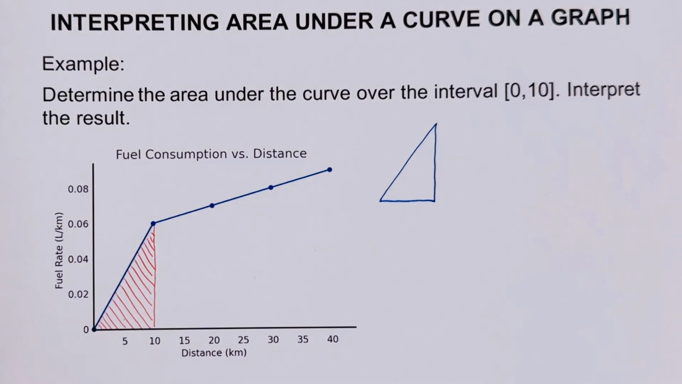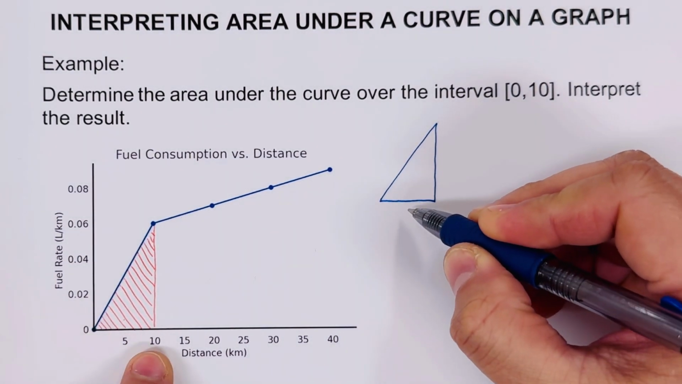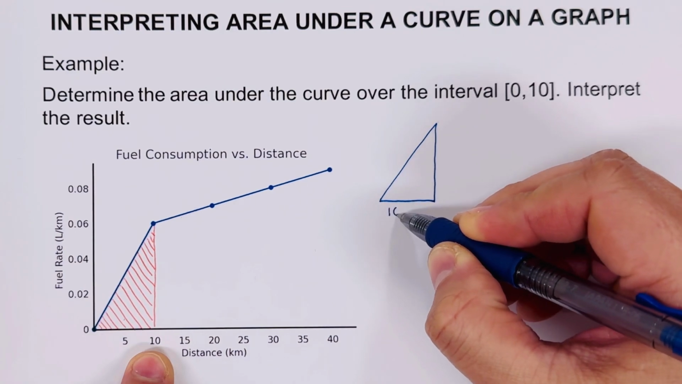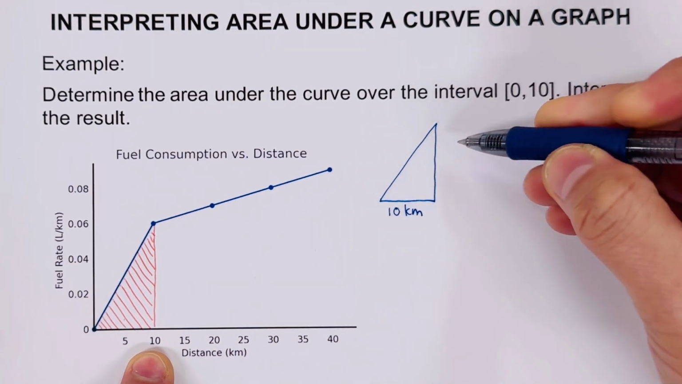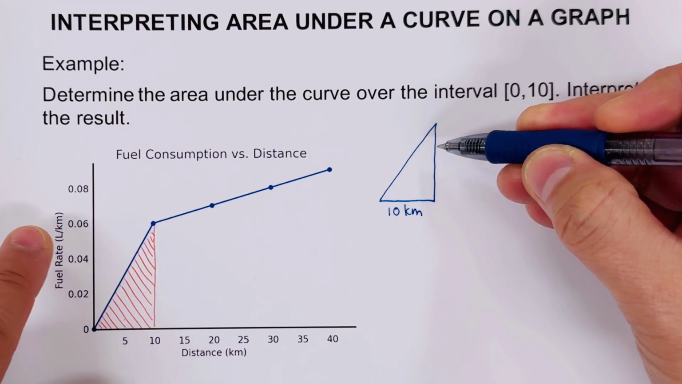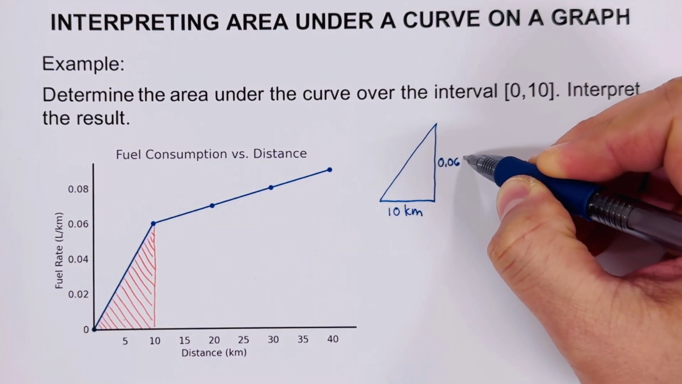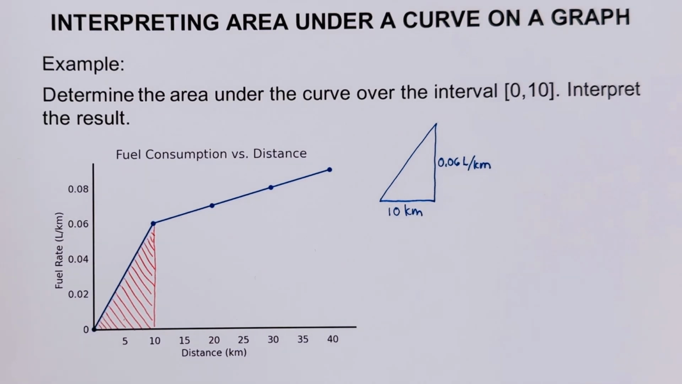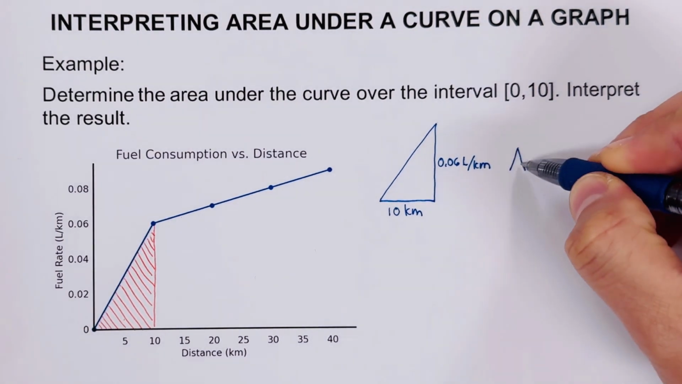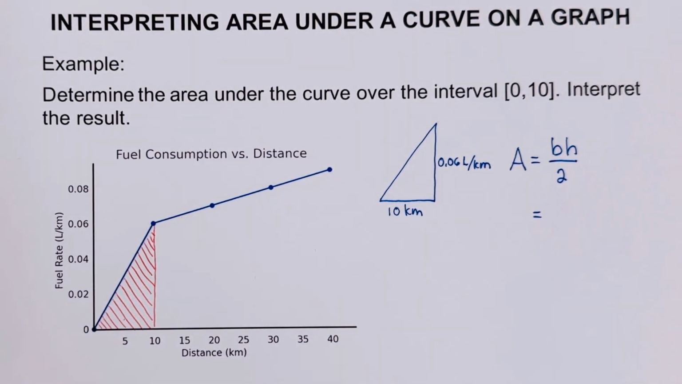The measures of this triangle that we have here: the base here is 10, so that's going to be 10 kilometers. The height for this is 0.06 liters per kilometer. So we can determine the area for this triangle using the formula area equals base times height divided by 2. So we go ahead and plug the values in.